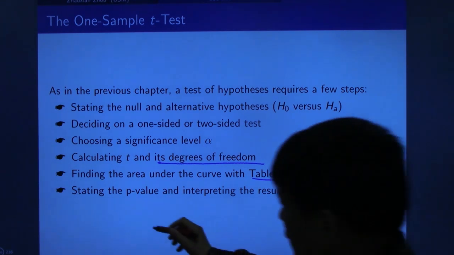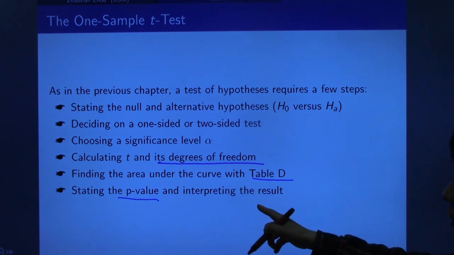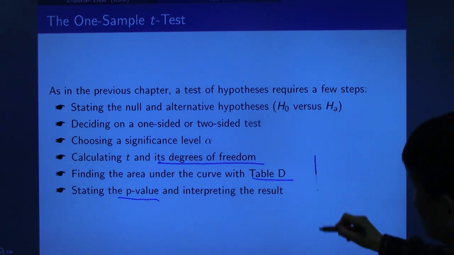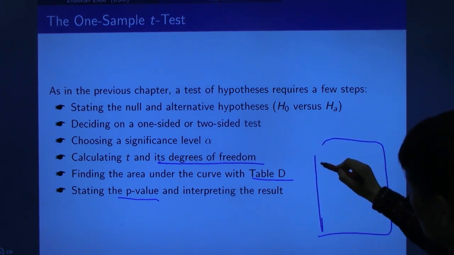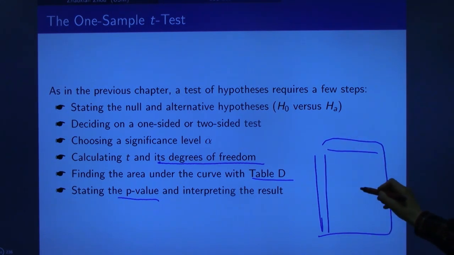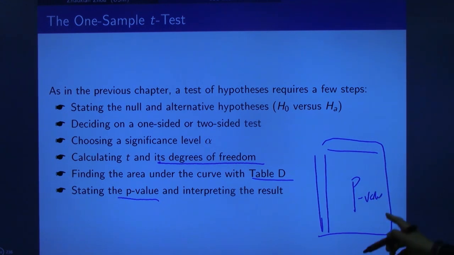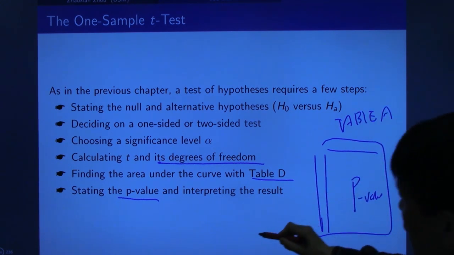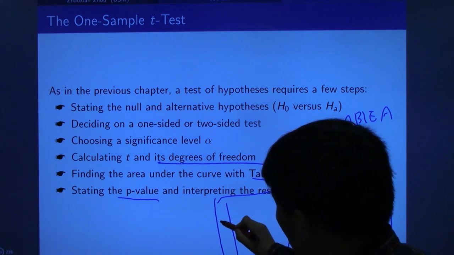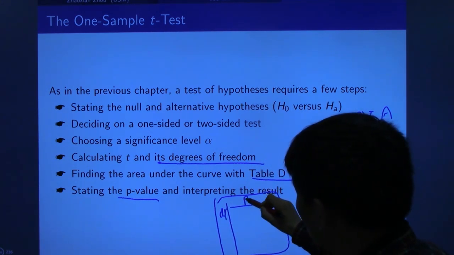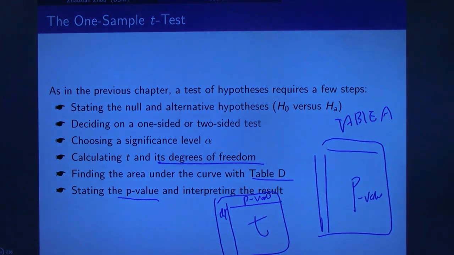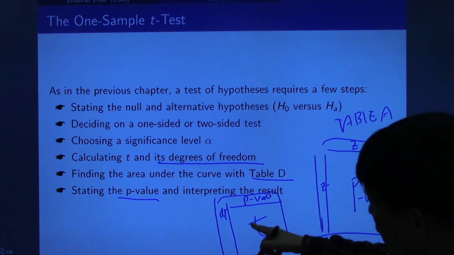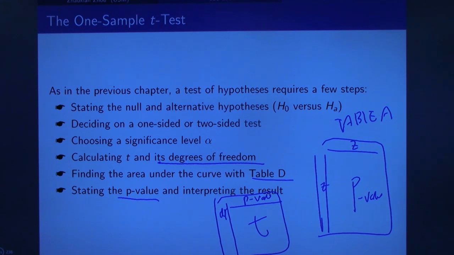So here the p-value also differs because of the difference between table A and table D. In table A, the p-value is in the middle, in the center. So this is the table, these are the z scores, and the p-value is in the middle. So this is for table A. And for table D, this part is the degrees of freedom, and this one here is the p-value. And in the middle, those are the t statistics. So here, those are the z statistics, this is the p-value. And table D looks like this. So we need to be careful.